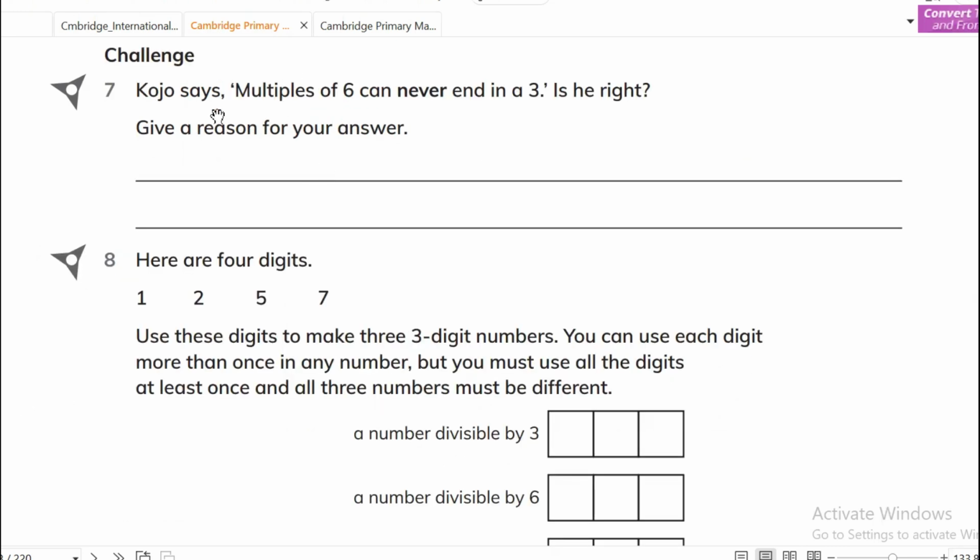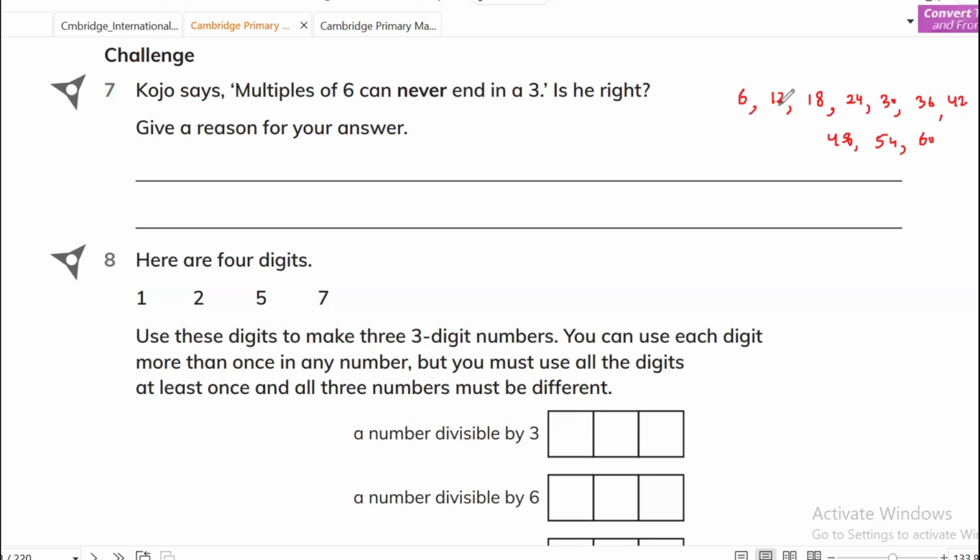Question number 6, it's kind of a challenge, but we will see what it is. Koju says a multiple of 6 can never end in a 3. Is he right? Give a reason for your answer. Of course, when you think about the table of 6 in your mind, 6 ones are 6, 6 twos are 12, 6 threes are 18. Everyone knows the table of 6, yes?